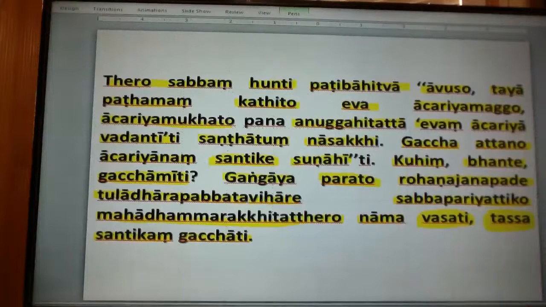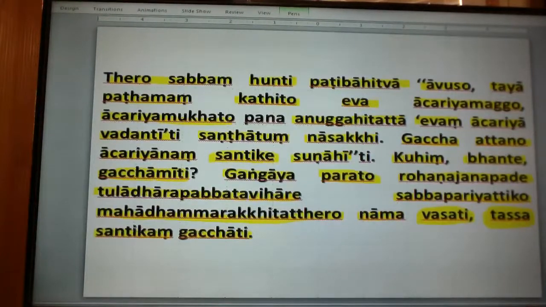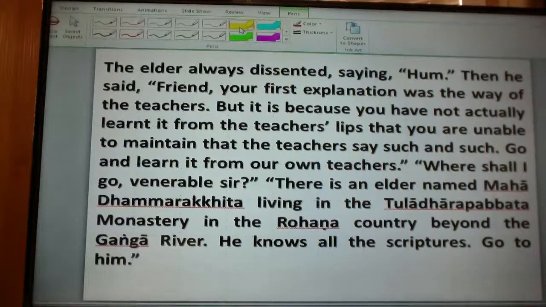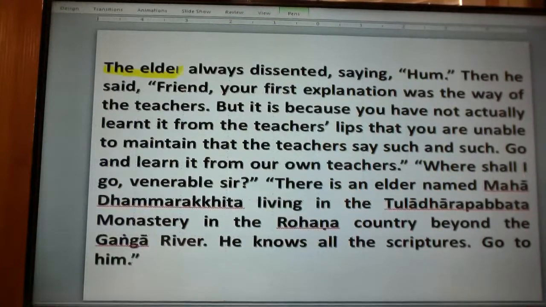So the kind of English translation here: the elder, the preceptor, always descended saying home. Then he said, friend, your first explanation was the ways of the teacher, but you have not actually learned it from the teacher's lip. Mukha is the lip or mouth. You are unable to maintain that your teacher says such and such. So go and learn it from our own teachers.